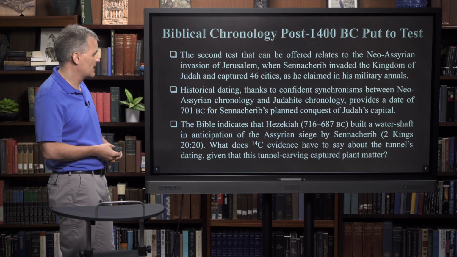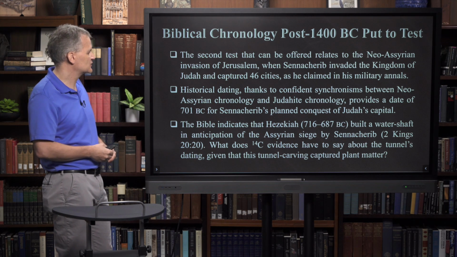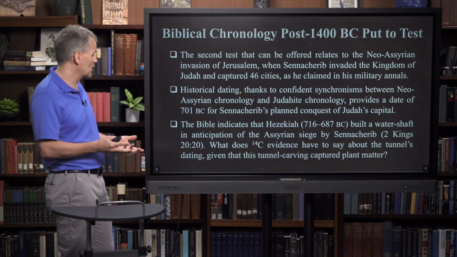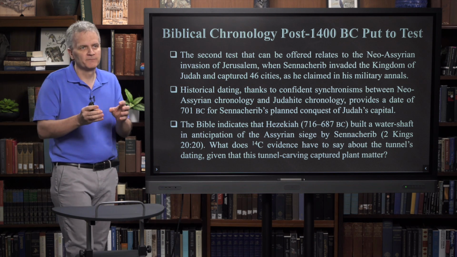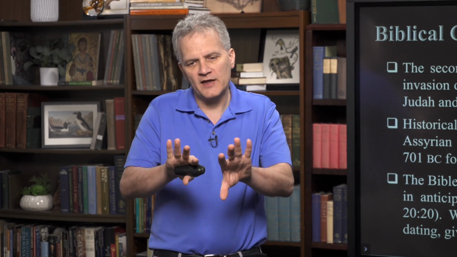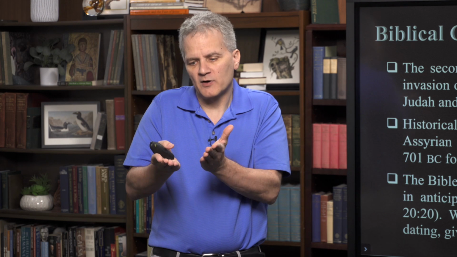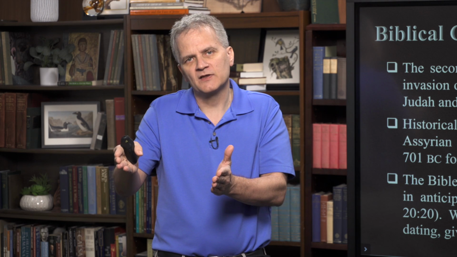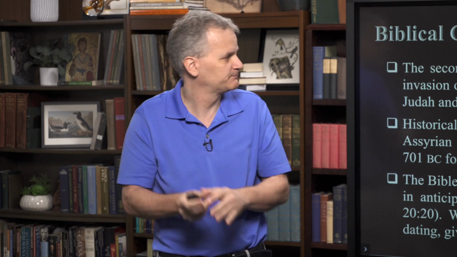The Bible indicates that Hezekiah, who reigned from 716 to 687, built a water shaft in anticipation of the Assyrian siege by Sennacherib. What does radiocarbon evidence have to say about the tunnel's dating, given that this tunnel carving captured plant matter? In other words, a little bit of plant matter was trapped inside when they carved out the tunnel before they coated it with plaster, or while they were in the process of doing that. Somehow a little bit of plant matter got stuck against the wall that they had carved out, and then the plaster was applied, sealing that plant matter against the wall.